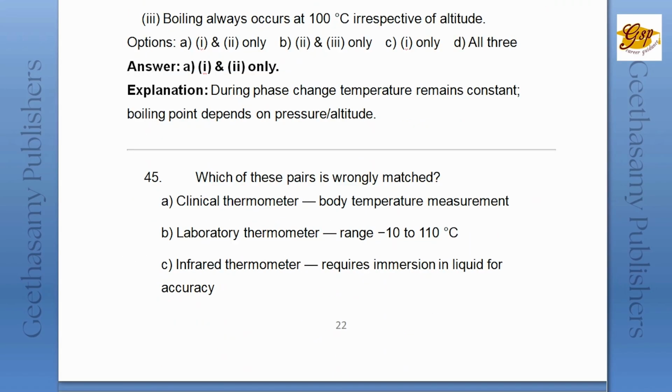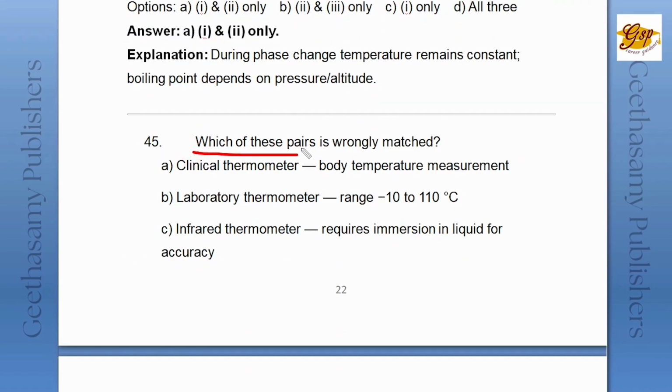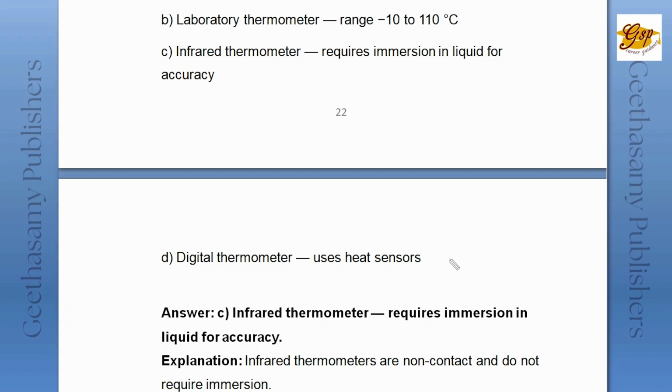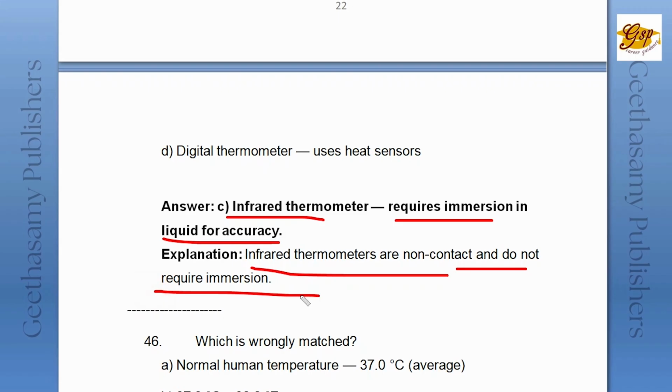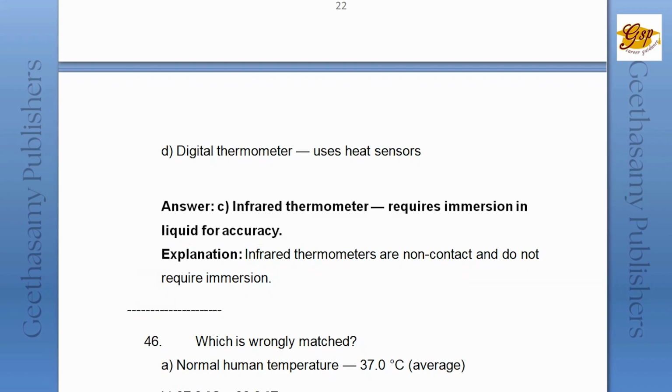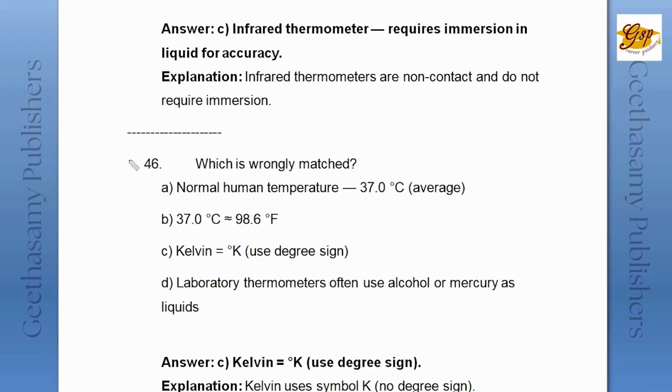Now, 45th question. Which of these pairs are wrongly matched? Clinical thermometer, body temperature, laboratory thermometer range minus 10 to 110. Infrared requires immersion in liquid for accuracy, and digital thermometer uses heat sensor. Okay, so answer is C, infrared requires immersion in liquid for accuracy. It's not needed because infrared thermometer is non-contact, it does not require immersion.